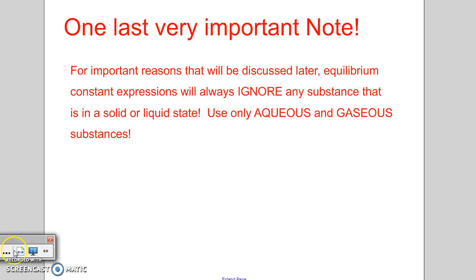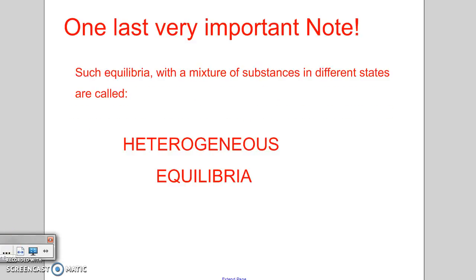Remember what we were saying earlier about the collision model? The solids and the liquids don't really behave in the same way that aqueous or gas substances do in the collision model, and also their concentrations don't really change if you're a solid or liquid. So there's a lot more we could get into, and will later. Whenever we have an equilibrium with mixed states, with solids and liquids and gases, we call that a heterogeneous equilibrium. I have it pluralized here, equilibria. And whenever we have one, when writing the expression, we ignore any solids and liquids.